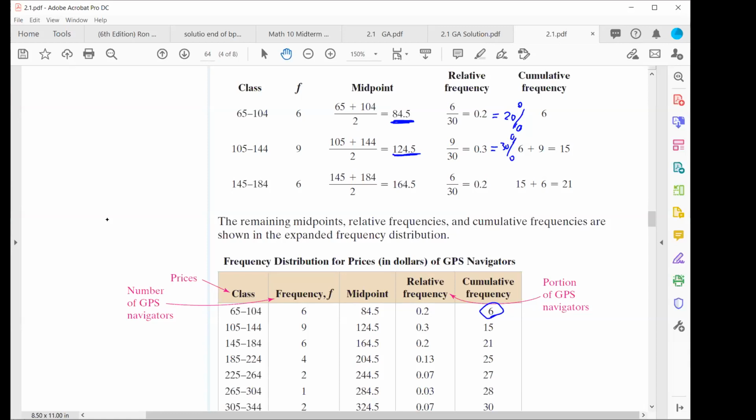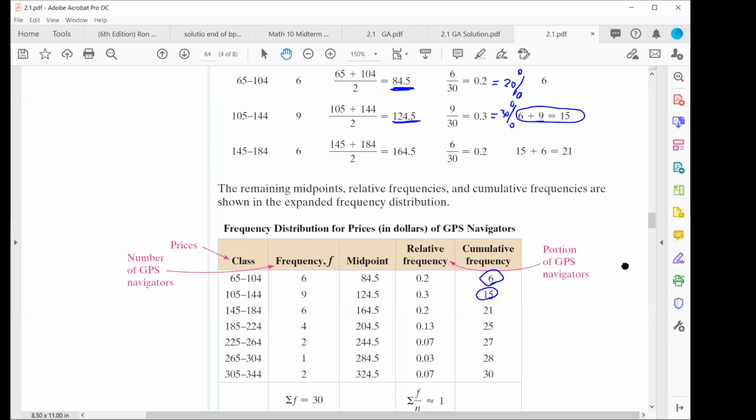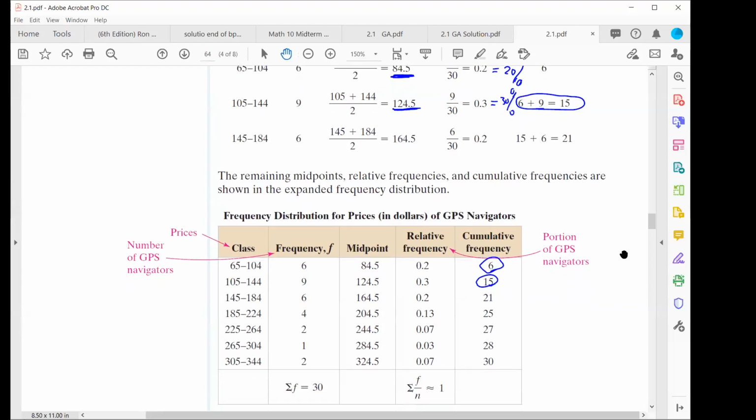Very well. Now for cumulative frequency. The frequency of the second class is 9. You have to add it to the frequency of the previous class. 6 plus 9 is going to be 15. So this is your cumulative frequency for the second class. You continue the process and you have a nice compact table, frequency distribution table. Please take your time if you want to complete your table.